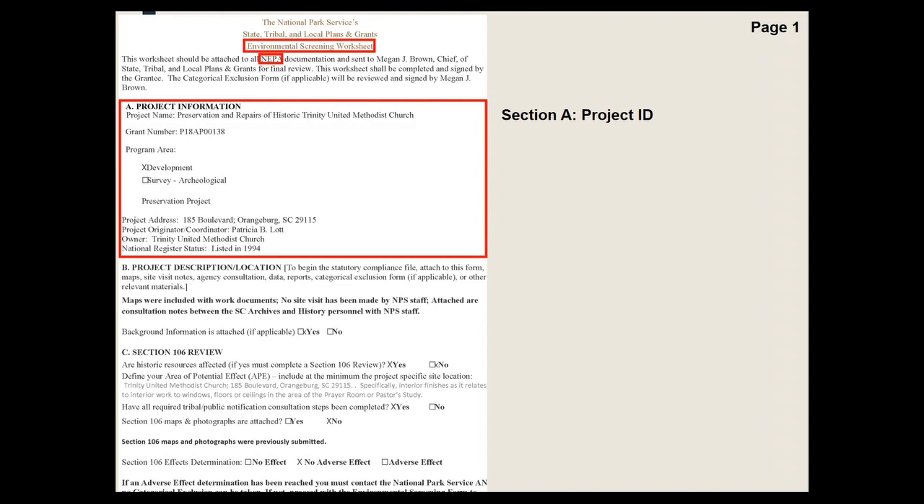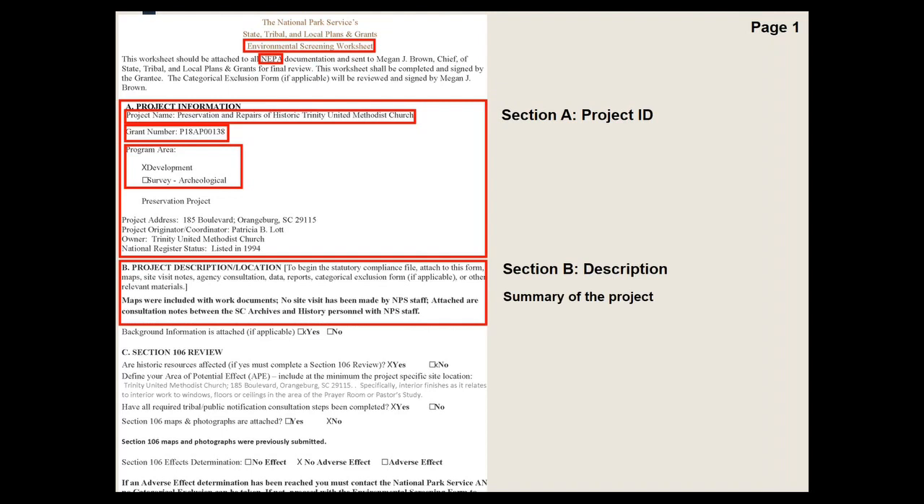The first part is section A. It's like the project ID. So you would have the project name, the grant number that you would have in your grant agreement, and you check the box if it's a development or archaeological survey.